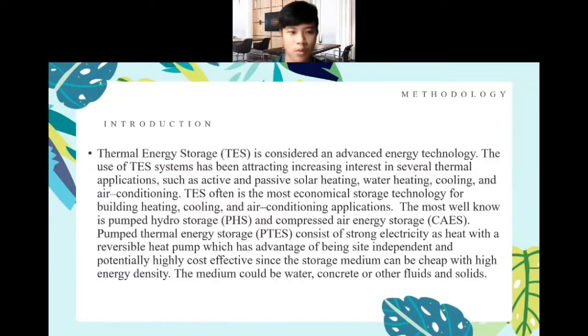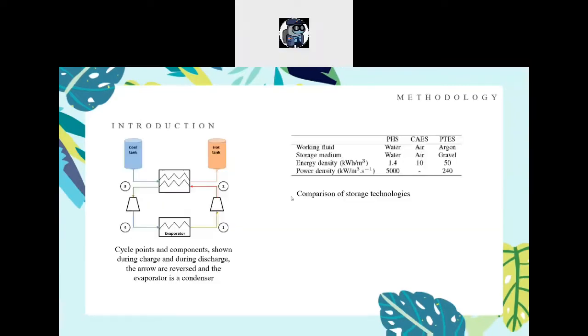The most well-known are pumped hydro storage, PHS, and compressed air energy storage, CAES. Pumped thermal energy storage consists of storing electricity as heat with a reversible heat pump, which has the advantage of being site independent and potentially highly cost effective, since the storage medium can be cheap with high energy density. The medium could be water, concrete, or other fluids and solids.